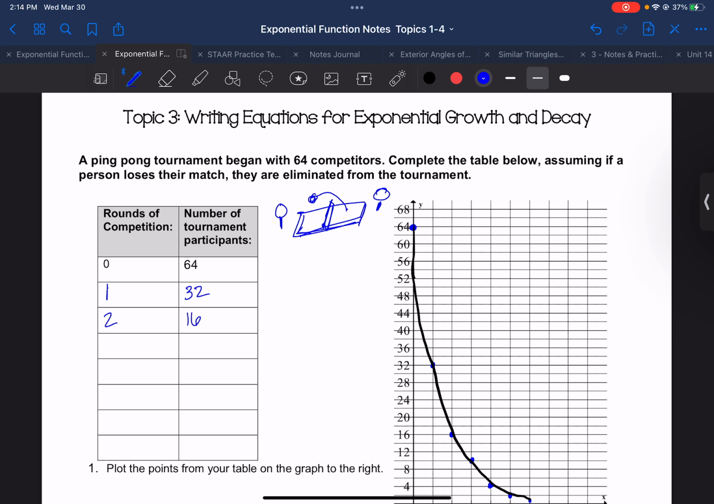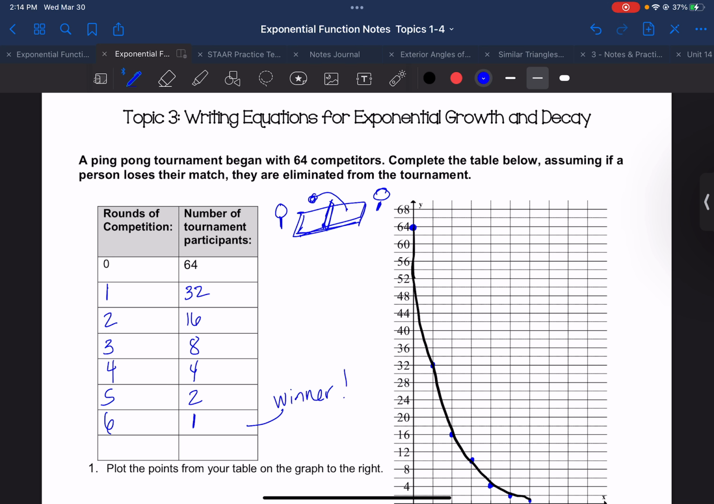And after the 3rd round, we should have 8 competitors left. After the 4th round, we should have 4 competitors left. 5th round, we should have 2. And after the 6th round, we should only have 1 competitor left. Meaning, this right here is the winner.